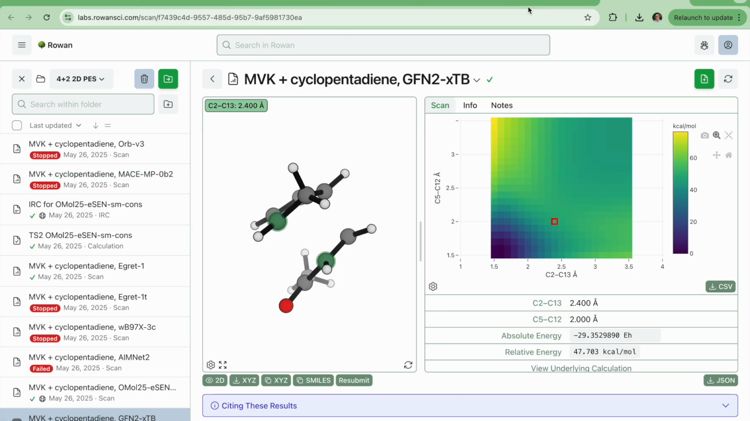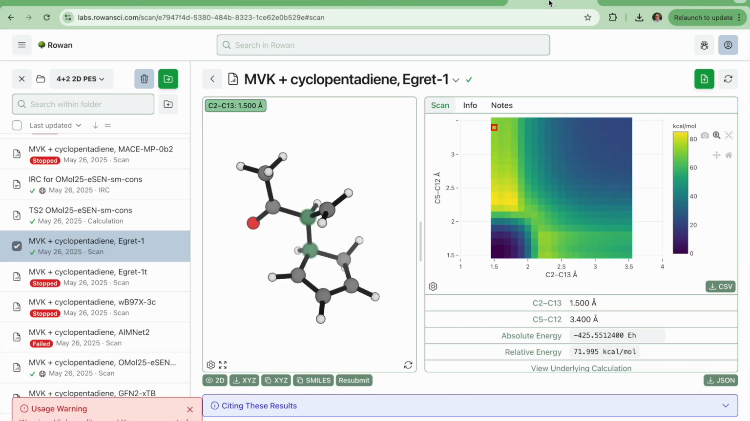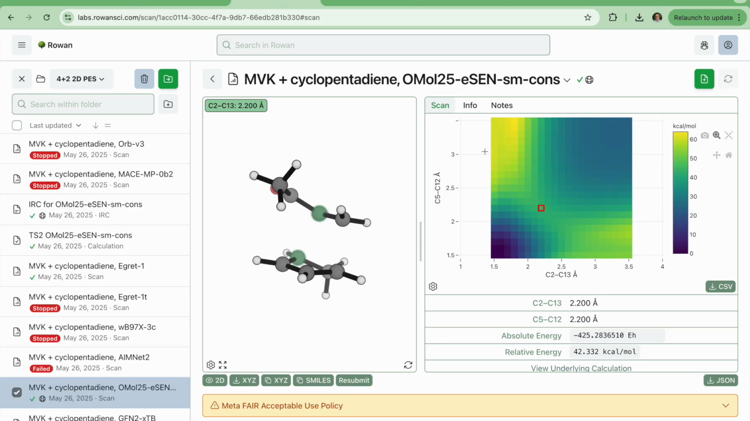Seeing these three potential energy surfaces right next to each other really illustrates what a step forward the OMol25 trained models are. They're able to generate something that's super reasonable, that reproduces the chemical intuition that we have, and does so at a fraction of the cost that a conventional DFT calculation would take.